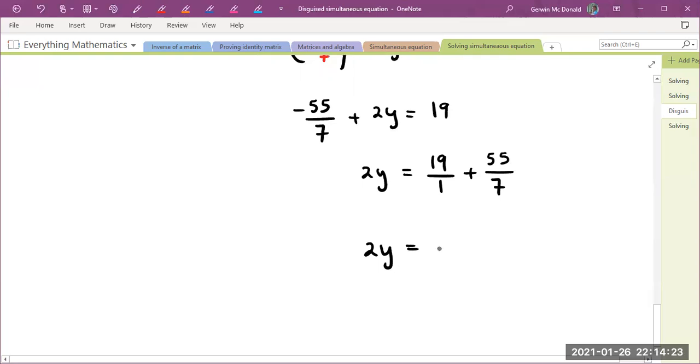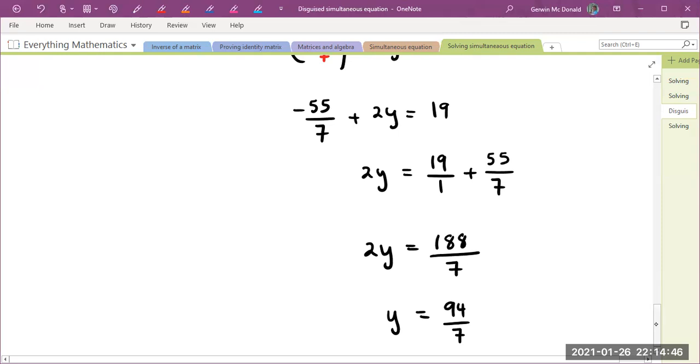So here I end up with 188 over 7. When you solve that, you could just use your calculator. And then of course I'm dividing both sides by 2. So y is equal to, when divided by 2, this is the same as 94 over 7. And I'll leave it like that.